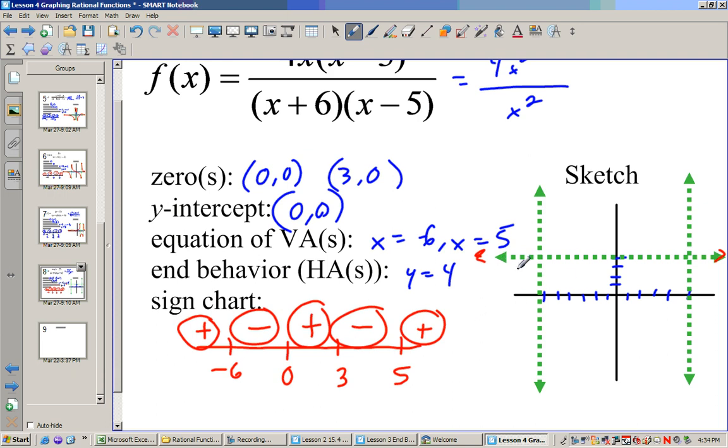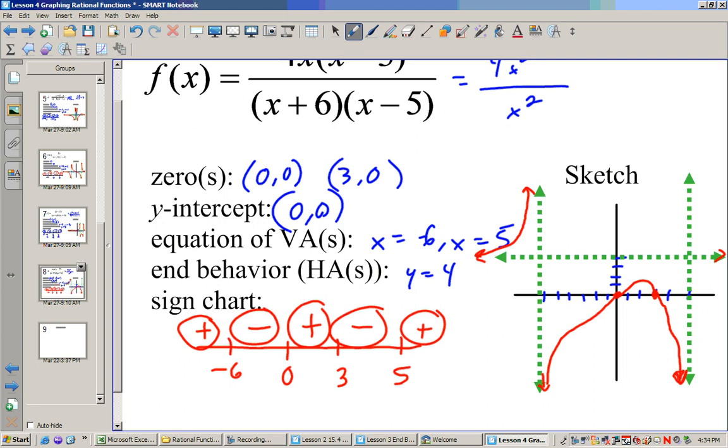Everything to the left of -6 is going to be positive. It's going to have to go up instead of going down because it stays positive the entire time. Just to the right of -6, it's going to start being negative, and then oh, I don't have my zeros in here. 0 and 3. It's going to come up, cross through my 0 at 0, cross back through at 3, and now it's going to go down towards this asymptote.